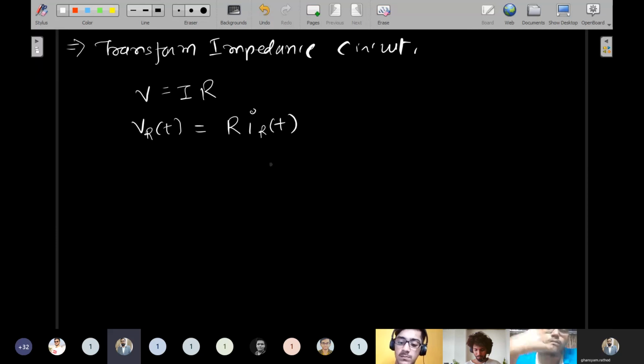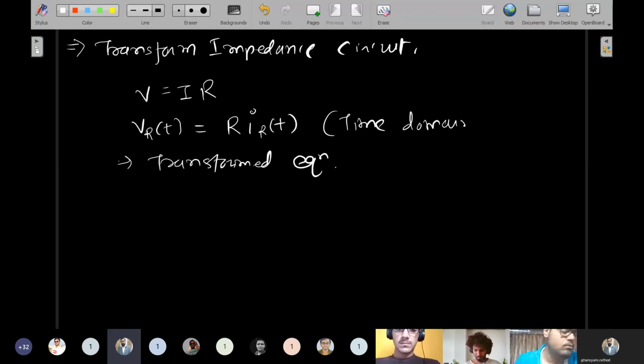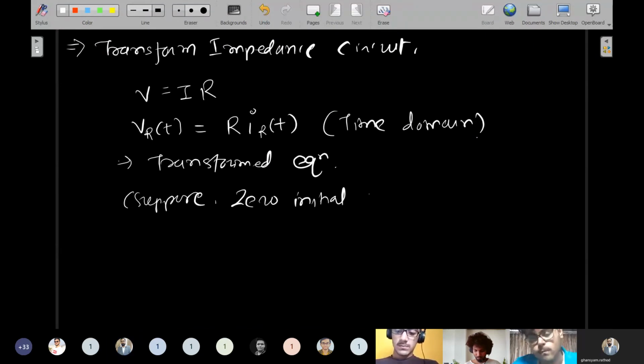This is in time domain that we are all aware about. When you are converting this into a different domain, like a Laplace conversion, that is known as the transform equation. So this one is in time domain, and when you convert this into Laplace domain, it is converted into frequency domain. Suppose we are taking zero initial condition. Can anybody tell me what is the meaning of zero initial condition?